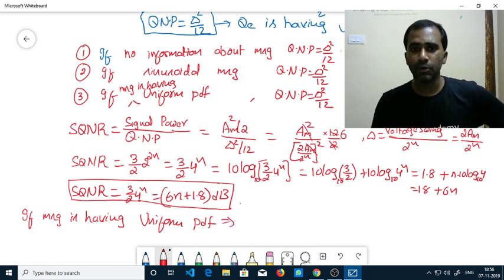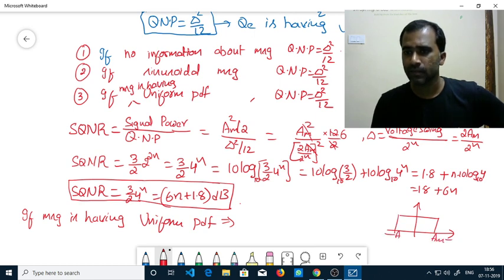When the message has uniform PDF, just observe carefully, it takes voltages from minus AM to plus AM as a function of x, fx of x. If somebody says the message is having uniform PDF, what is the height? It is going to be 1 by 2 AM.